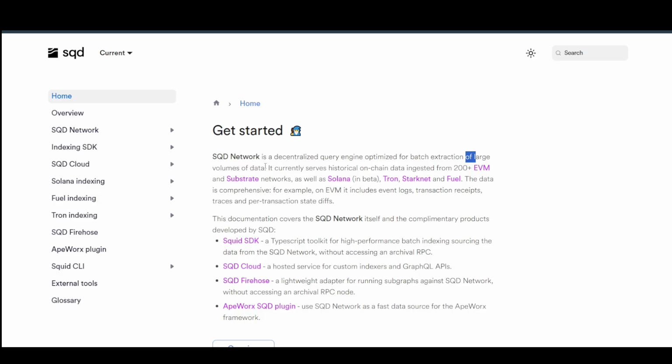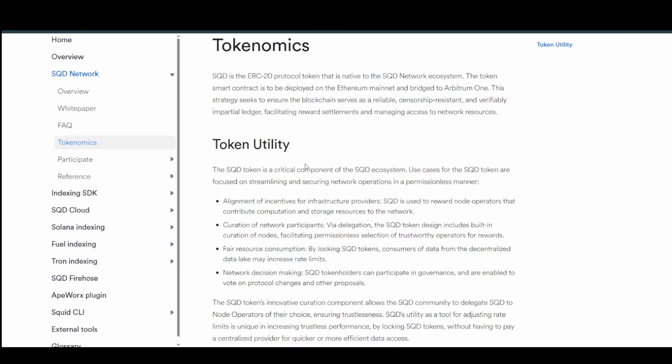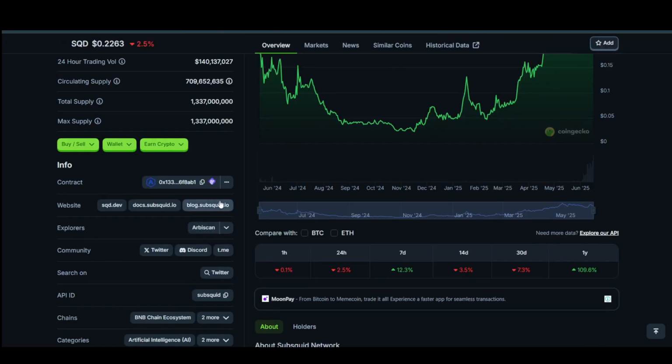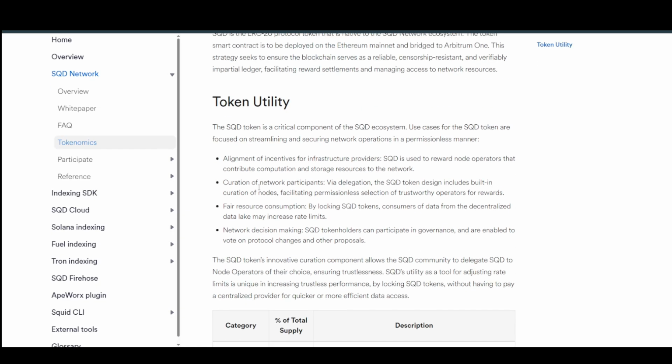Anyways, moving ahead to the tokenomics, which is the most important section that we look at, and why the demand could be going up for the SQD token itself. As you can see here, SQD is the ERC20 protocol token that is native to the SQD network ecosystem. The token smart contract is to be deployed on Ethereum mainnet and bridged to Arbitrum One. It is also available on Base, I believe, as well as BNB chain, as you can see here. Anyways, this strategy seeks to ensure the blockchain. Okay, never mind, we'll go to the token utility.